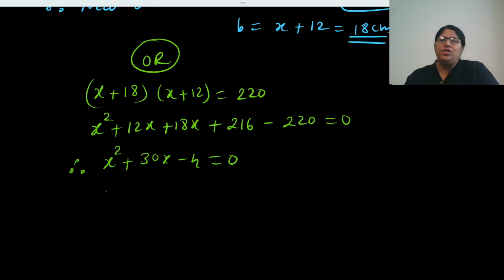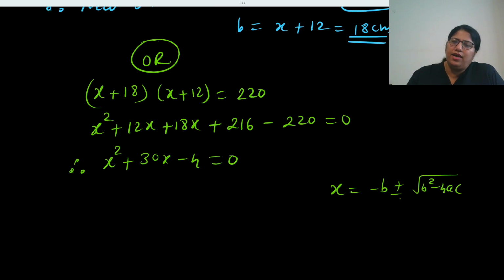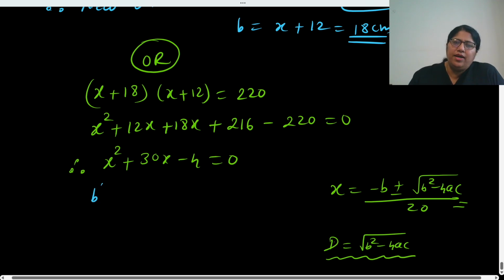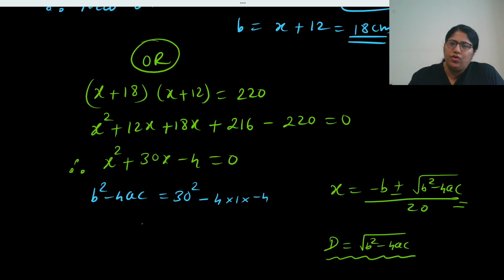Now you can check when you get a rational number. When you see the quadratic formula, it is minus b plus or minus root of b square minus 4ac by 2a. Unless your discriminant is a perfect square, otherwise this value is not going to be a rational number. So let us see b square minus 4ac. b square is 30 square minus 4 times 1 times minus 4, right? Which is 900 plus 16, and 916, if you check, is not a perfect square, right?